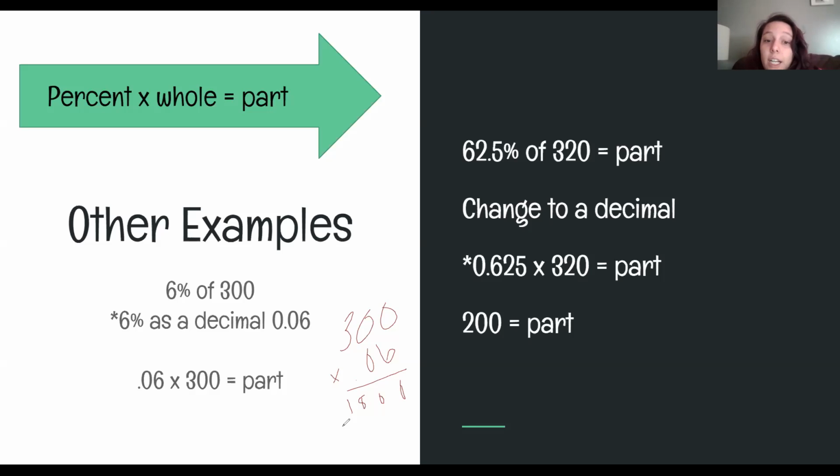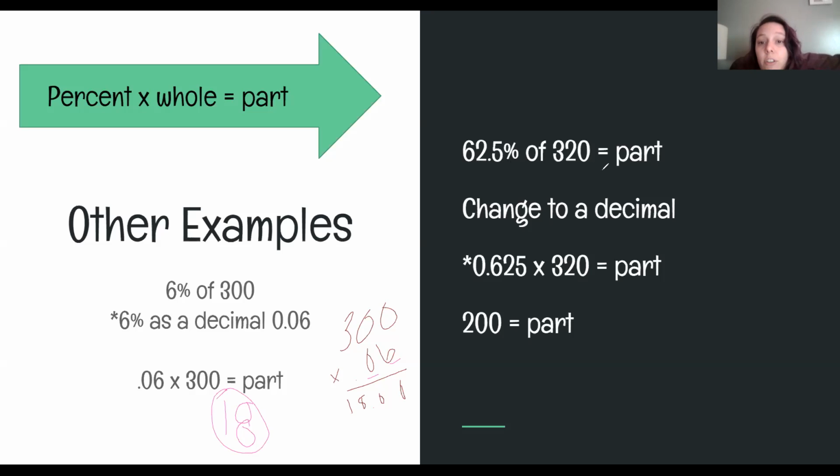Remember, when you are putting your decimal place, you are counting the number of places behind the decimal point. So I have 2 places behind the decimal point in my problem, which means I need 2 numbers behind the decimal point in my answer. So it would go right there. So my part, or if you want to think of it in word form, 6% of 300 is equal to 18.